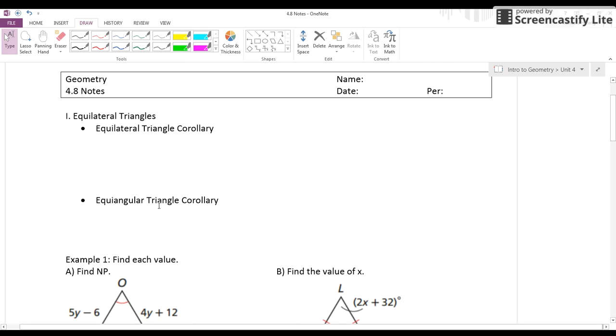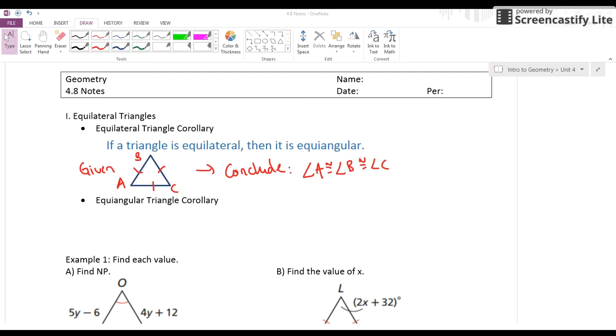And the equiangular triangle corollary is basically the opposite of that. If the triangle is equiangular, then it is equilateral. Let's go ahead and just jot that down real quick. All right, so that's the first one, the equilateral triangle corollary. You're given the equilateral triangle, so all three sides are congruent, either in the diagram or you're given that information. AB is congruent to AC, which is congruent to BC. Then we can say all three angles are congruent.